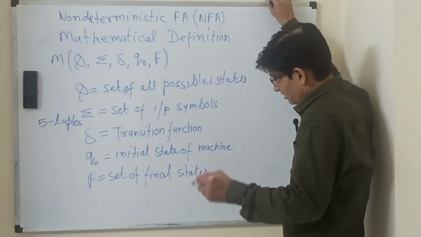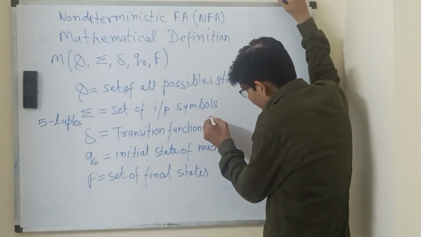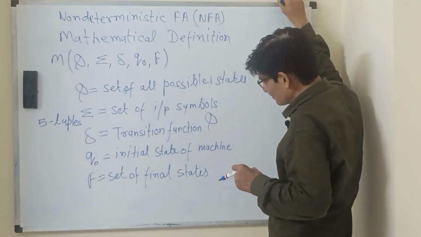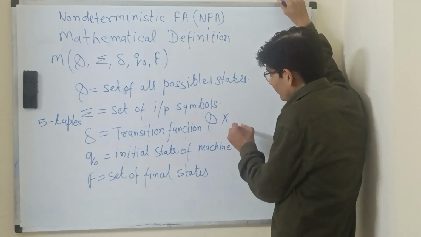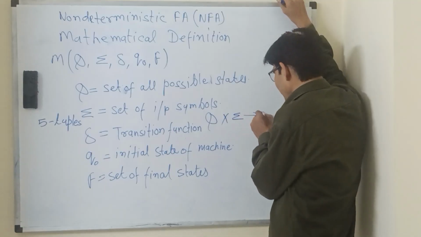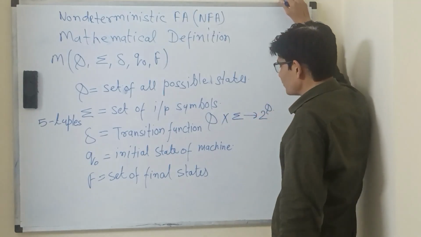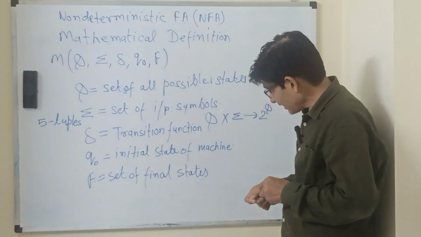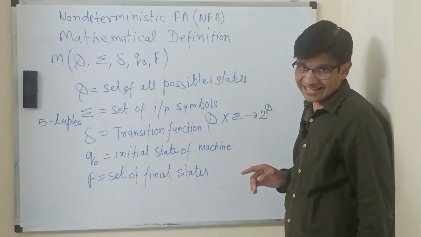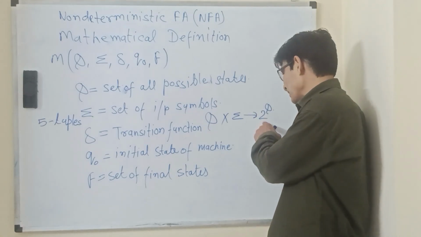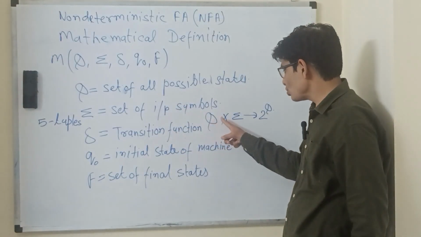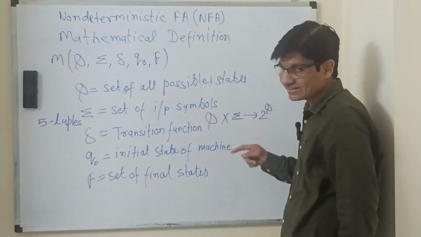For NFA, in the transition function we look at the current state of the NFA and the current input to the NFA. Based on that, we can have any subset of Q, and the set of all subsets of Q is represented as the power set of Q. So in case of NFA, the transition function is Q cross sigma gives power set of Q.